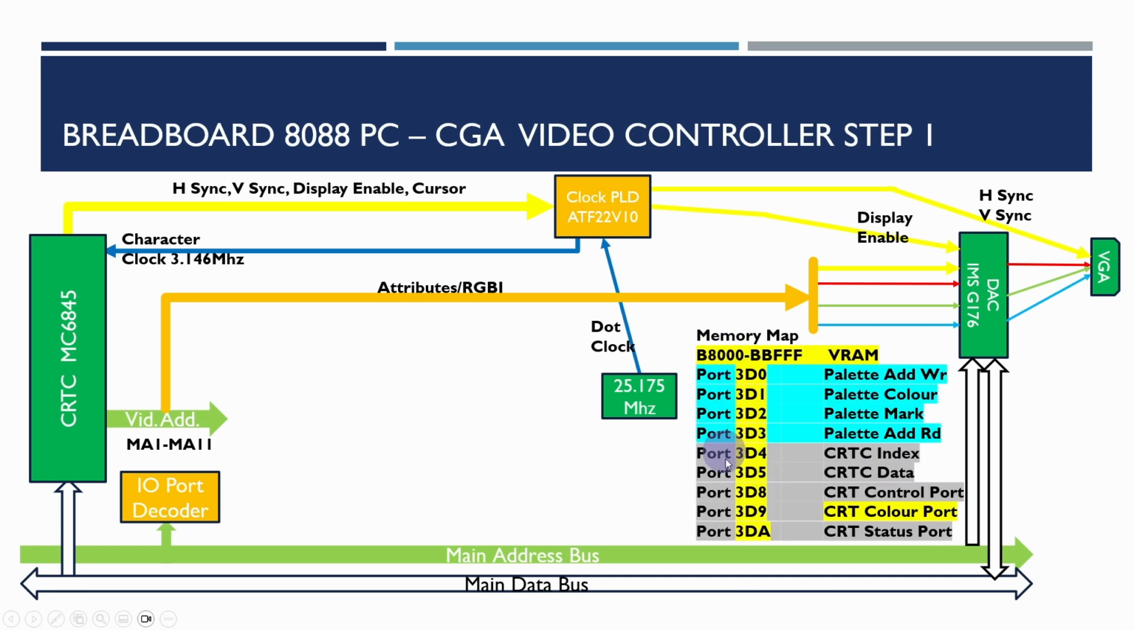We also need to make sure we've got all these ports set up, the IO ports, so that we can actually set up the palette registers for the digital analog converter here. These are the first 4 here. Then the CRTC index and data registers are actually on the CRTC chip. At later stages, we'll be adding the control port, color port and status port a little bit later on. So this is what we'd expect to see out.